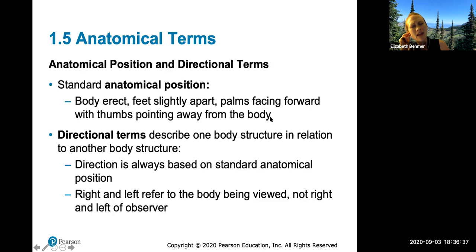Remember, in anatomical position, the body is standing completely erect or straight with feet slightly apart, palms facing forward, and your thumbs point away from the body. And we use these directional terms like medial, lateral, inferior, superior to describe one body structure in relation to another.